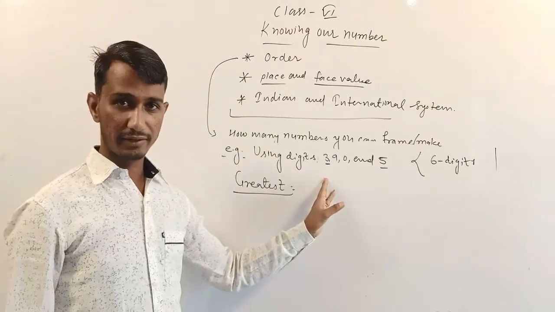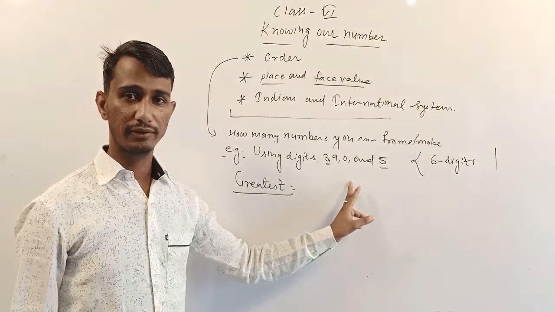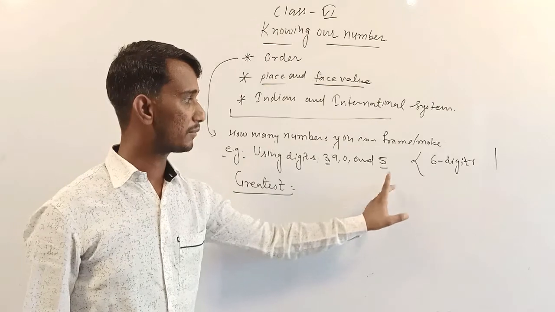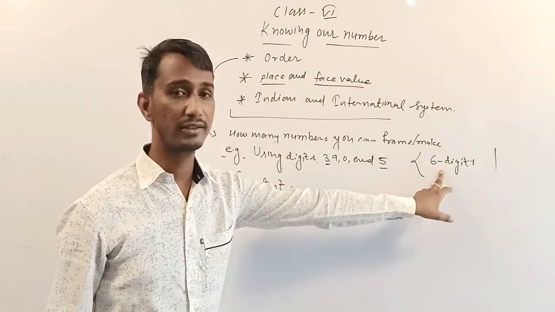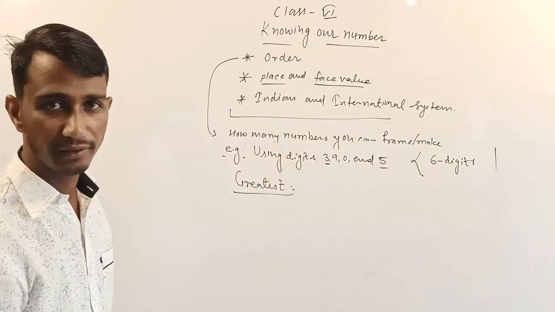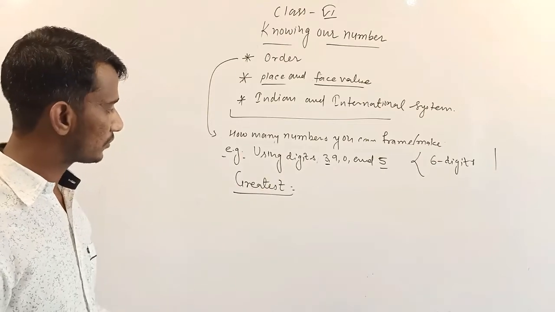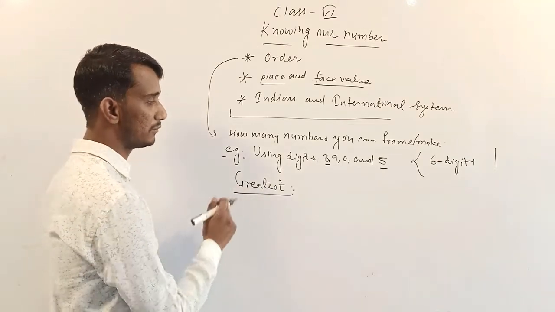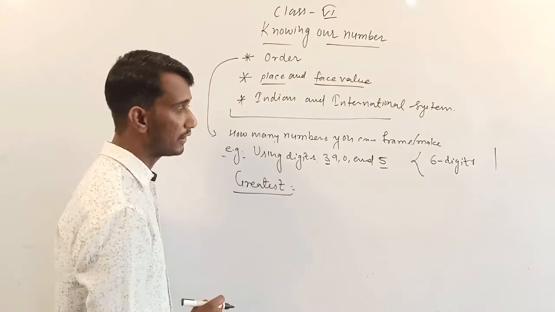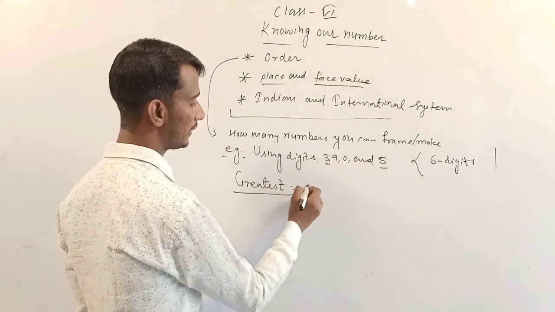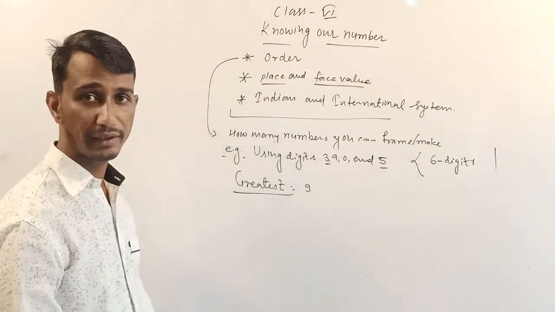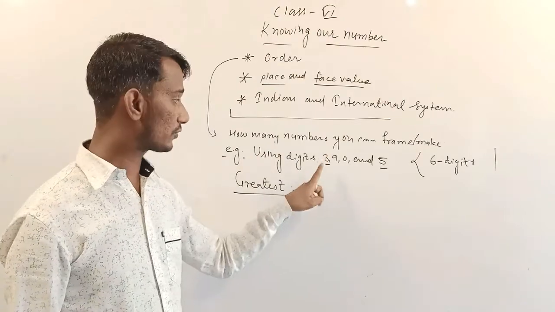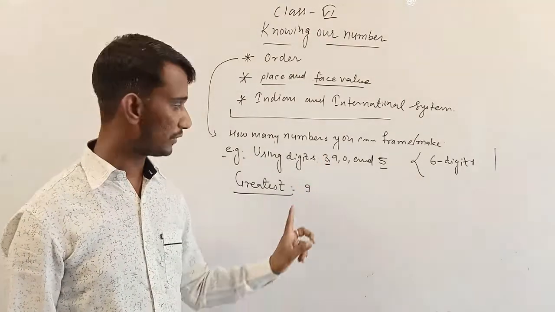Using the underlined digits, each allowed to repeat up to 2 times, make the greatest 6-digit number and the smallest 6-digit number. That is our question. So how do we make the greatest number? First we write the greatest digit. Here the greatest digit is 9. Look here, in this question 9 is not allowed 2 times, so we write it only 1 time.